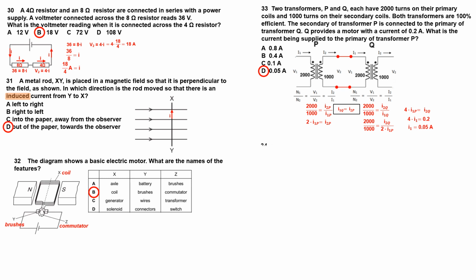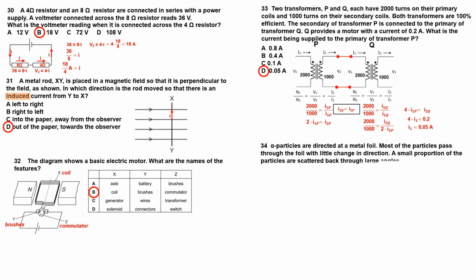Question 34. Alpha particles are directed at a metal foil. Most of the particles pass through the foil with little change in direction. A small portion of the particles are scattered back through large angles. What does this evidence suggest about the structure of an atom?